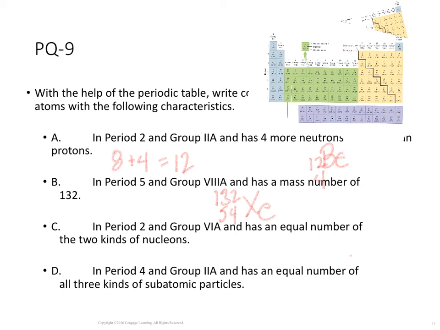Go ahead and pause the video and see if you can solve parts C and D on your own. All right, here are the answers to the last two. You have oxygen, with a mass number of 16 and atomic number of 8, and then calcium with a mass number of 40 and atomic number of 20.